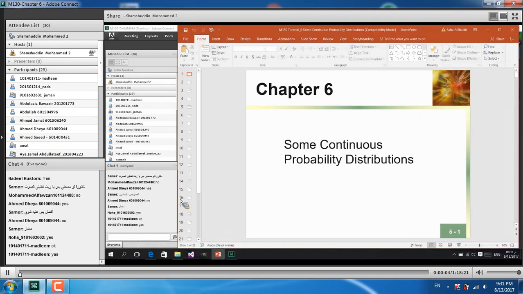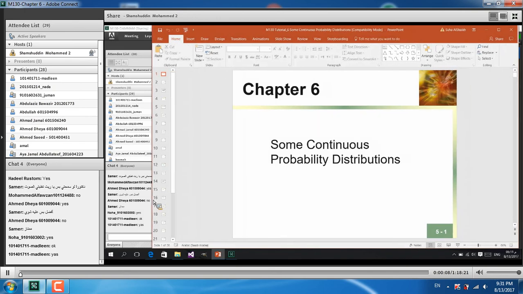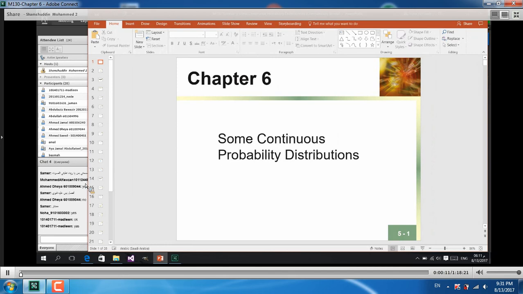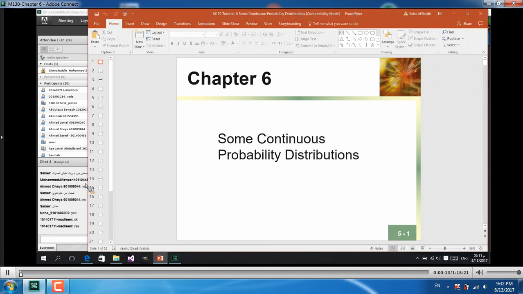So in chapter 6, we will talk about examples of continuous probability distribution. Last time we talked about examples of discrete probability distribution, which are the binomial, the geometric, and the Poisson distribution. In today's lecture we'll talk about examples of continuous probability distributions.